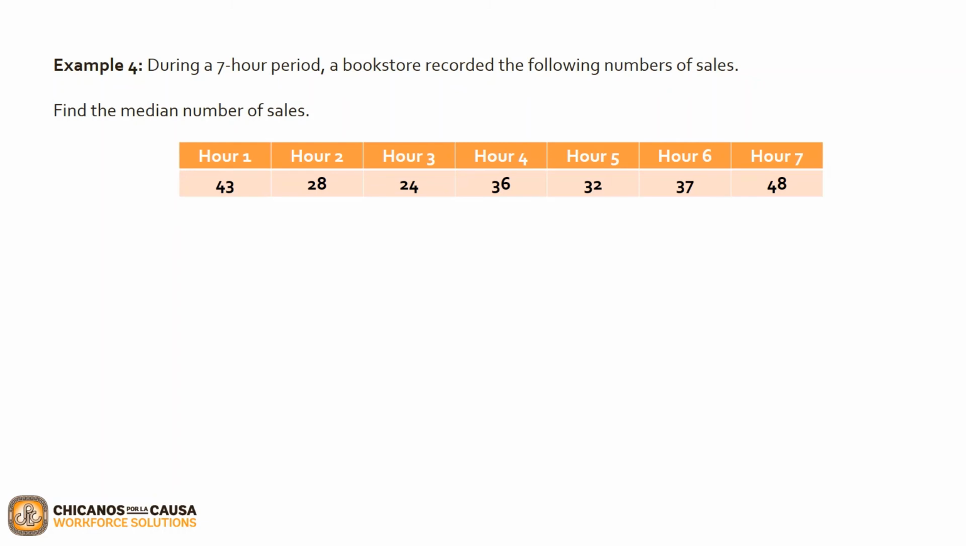Let's look at this other example. Example 4. During a 7-hour period, a bookstore recorded the following numbers of sales. Find the median number of sales. When it asks us to find the median, what it's asking us to do is find the middle number of the set of data.